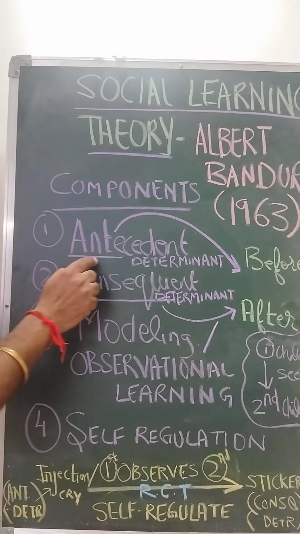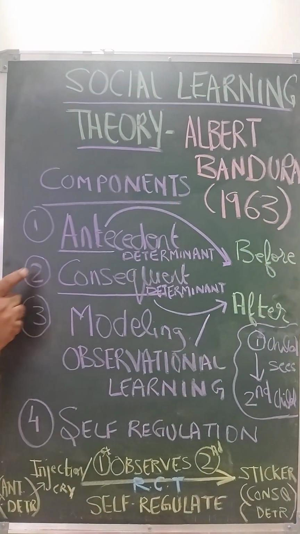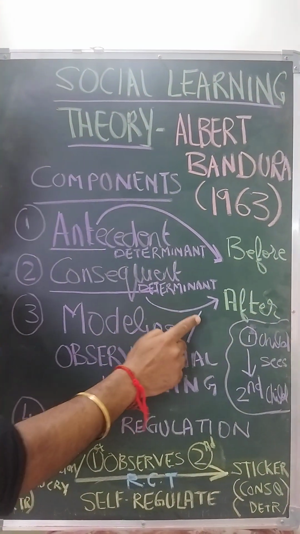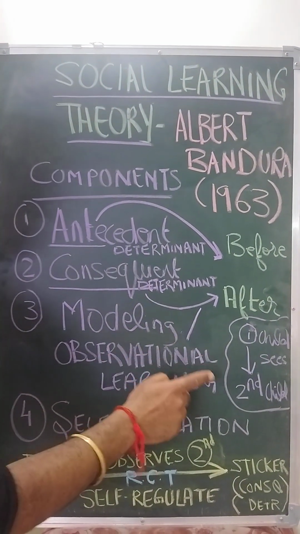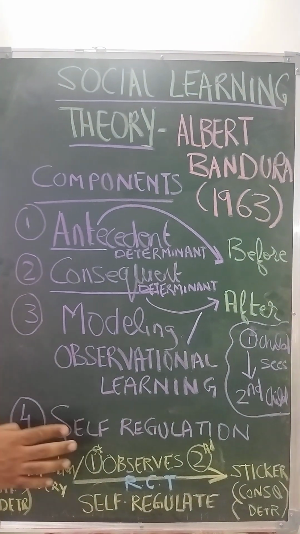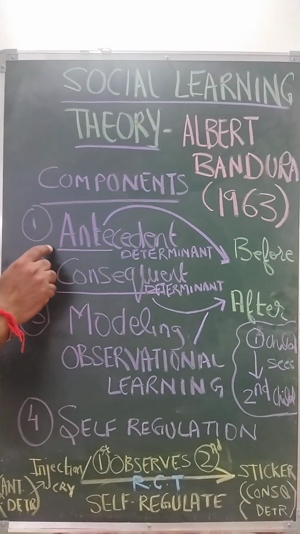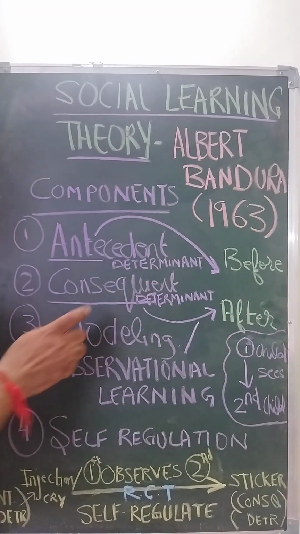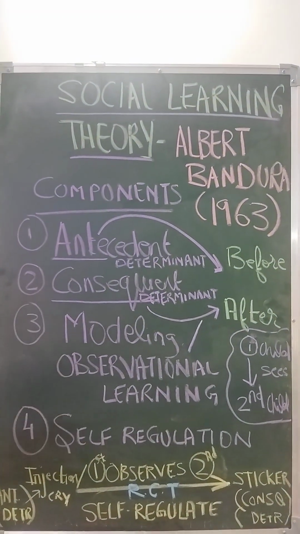Number one is antecedent determinant. Number two is consequent determinant. Number three is modeling, also known as observational learning. And fourth is self-regulation. Ante means before, and determinant means any factor which influences any process.